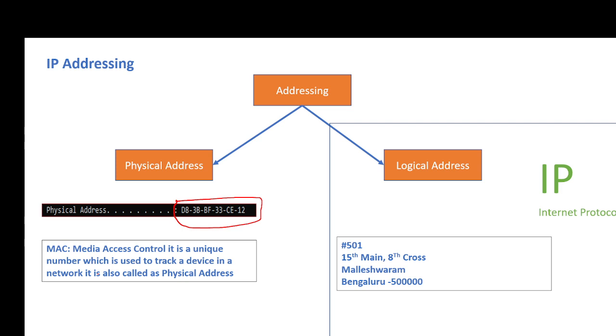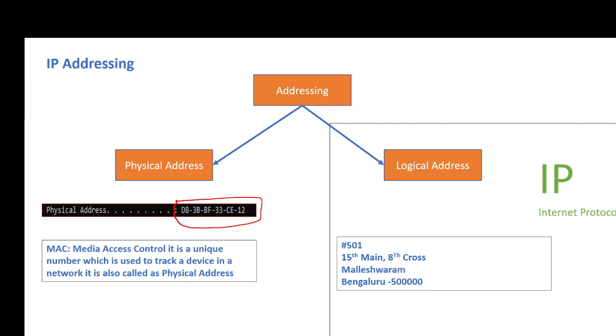In what circumstances or scenarios will this physical address be used? It will be used in crime. Whenever a crime happens, the police used to track which computer, which IP address they were using, or in which network they were. Imagine, you consider a mobile phone.